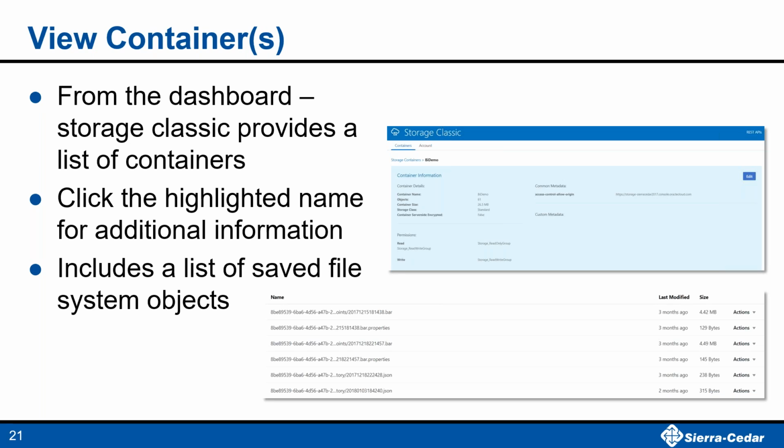Once a container is created, I know this is a little bit small, but I'm just showing an example from ours. From the actual dashboard, you can look at the containers themselves. Again, you can have multiple containers. Each container, once you've pulled it up, like I've done here to show the detail, has a list of the actual file system objects that are saved there. If you've done some backups, for example, this is where your backups will be saved.